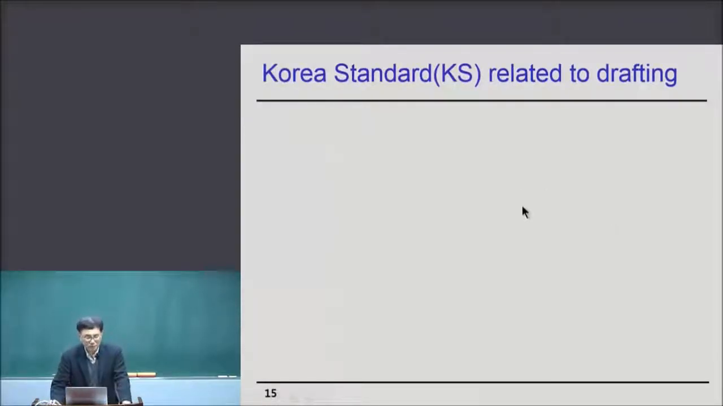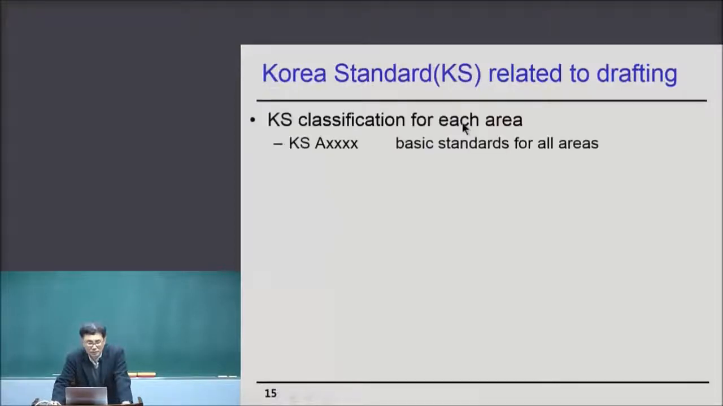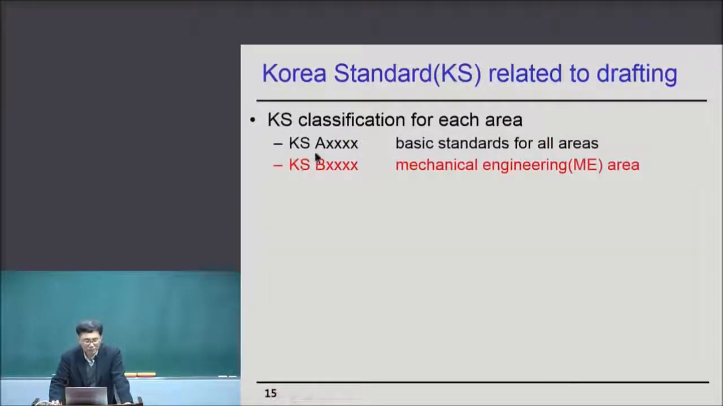And also, because the Korean Standard is very important, our lecture will be based on the Korean Standard. There are many Korean Standards for many areas. First of all, there is group A, followed by four digits, four numbers. The A group deals with the basic standards for all areas, and the B group is the mechanical engineering area.